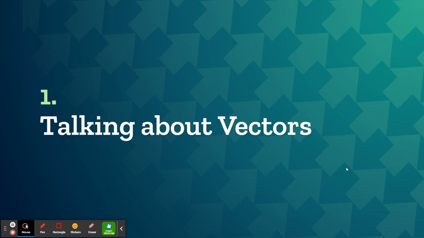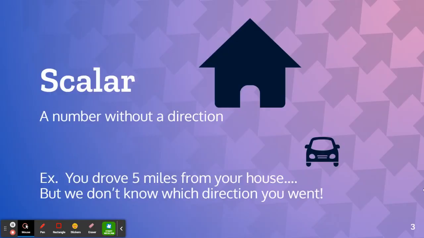We're going to start by talking about vectors, and to do that, we need a little bit of vocabulary. So, the first thing I want to talk about is scalars. A scalar is going to be any number that doesn't really have a direction. For example, if you drove 5 miles from your house, but we have no idea which direction you went.